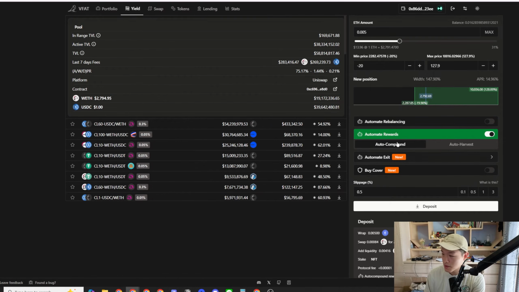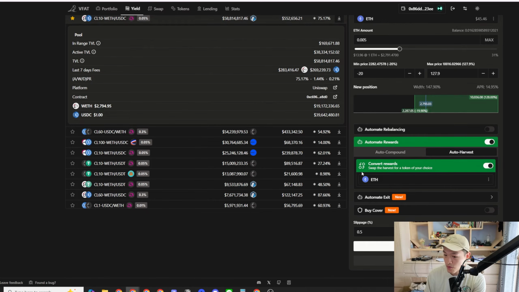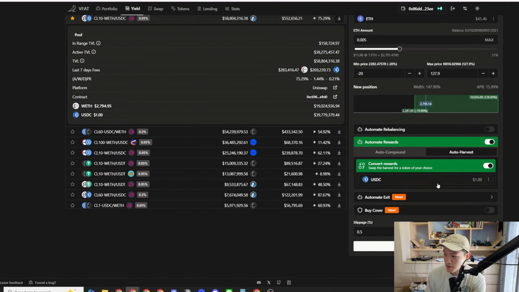So if you don't want to auto compound, you could also auto harvest here. You could convert your reward to a specific token. For example, if I'm trying to de-risk aggressively, then I don't want to convert to more Ethereum. The goal of this pool, if I have a bullish range, is to slowly sell my Ethereum into USDC while earning some nice fees in the process. So then my goal might be to auto harvest my reward into USDC in this case.